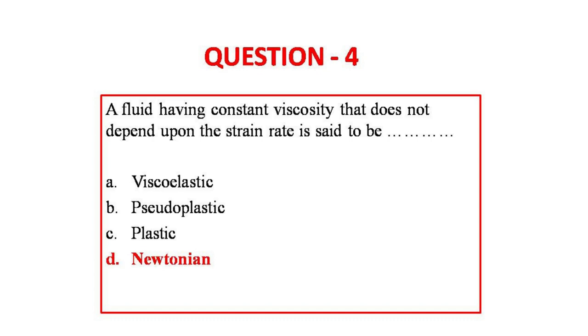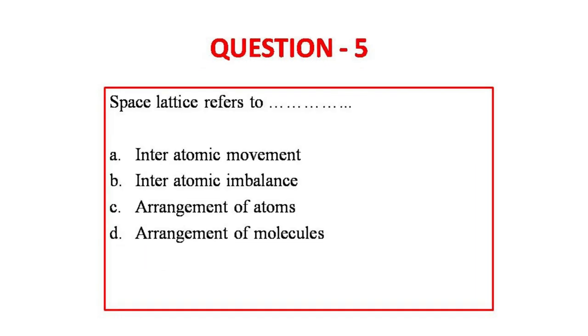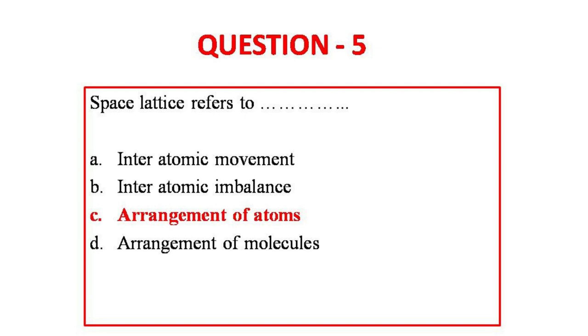So moving on to question number 5. Space lattice refers to interatomic movement, interatomic imbalance, arrangement of atoms, or arrangement of molecules. The answer to this question is option C, arrangement of atoms.